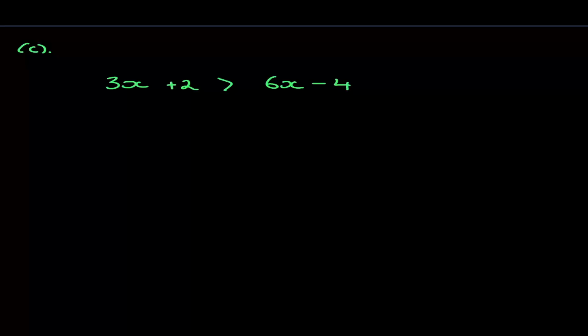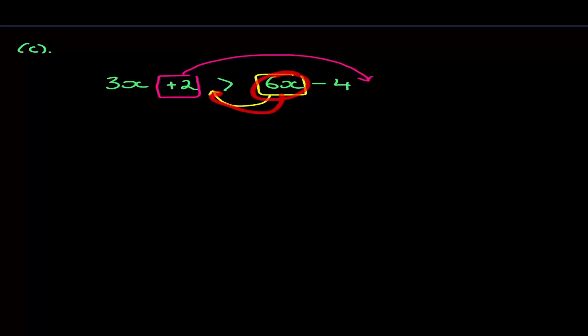Okay, welcome back. Let's do this. So to solve this, we want x's on one side. So this 6x, I'm going to bring to this side. Let's do it in one go. And this positive 2, I'm going to bring to that side. So whenever you bring anything across the inequality sign or equal sign, it becomes the opposite. So if it's positive, it becomes neg, and if it's neg, it becomes positive. So that 6x over here is positive, so when you bring it across, it becomes negative, and that 2 is positive, so when you bring it across, it becomes neg.